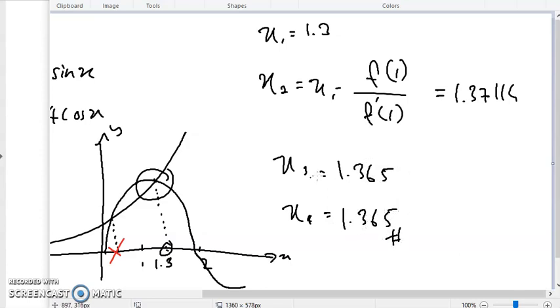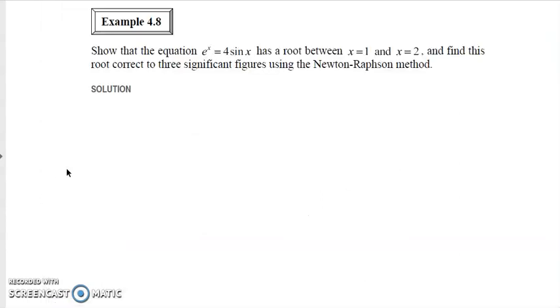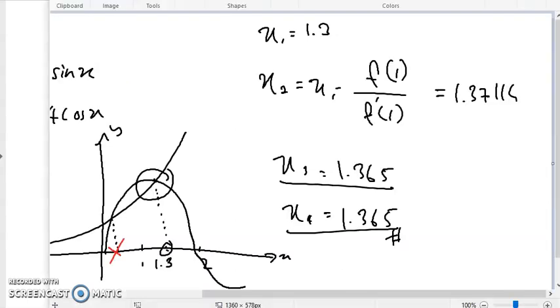Okay, so if you try to look at here, x3 and x4, we have the same answer. So since the question is asking for three significant figures, right? So you can say 1.36, 1.36. So therefore, the conclusion is 1.36 is our root for this example 4.8. Please have a full solution for example 4.8.